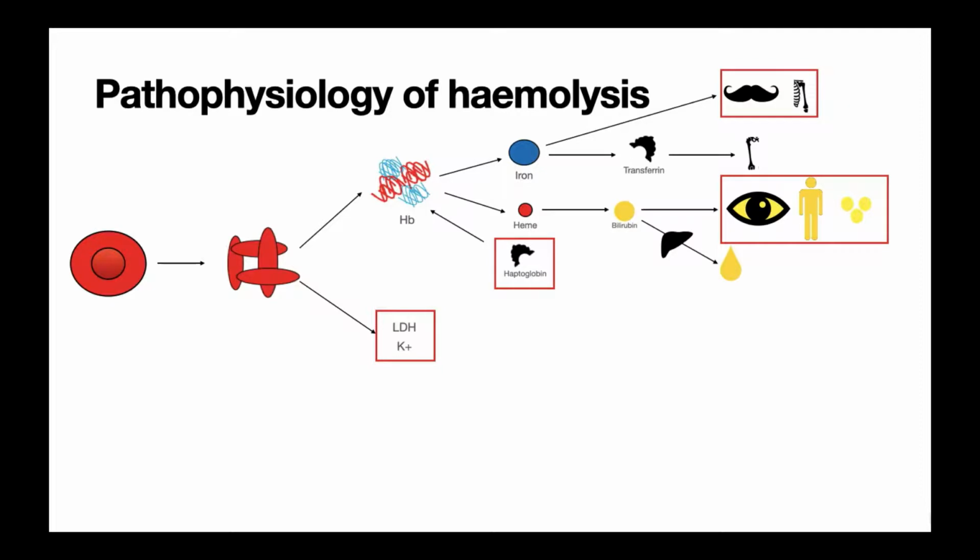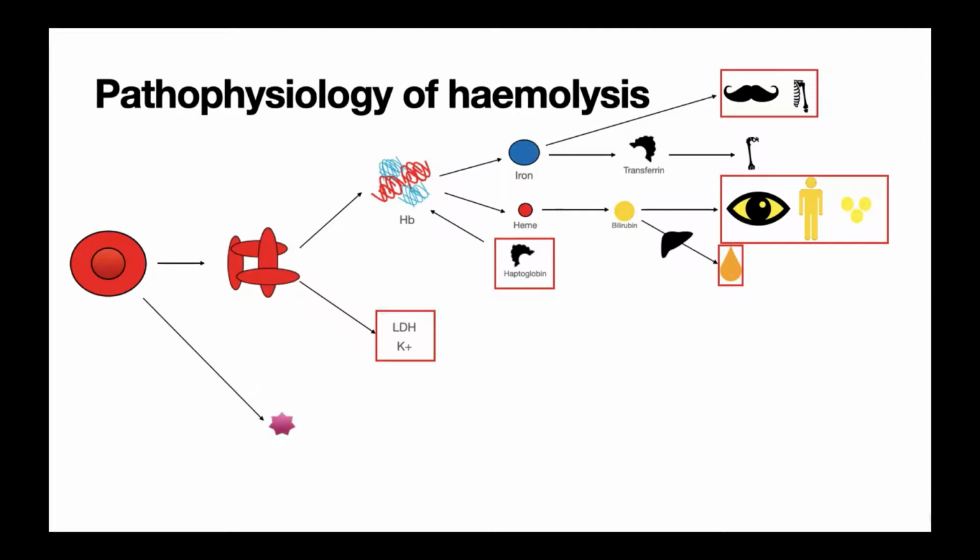Now again, because we have a lot of bilirubin, we're going to have a lot of conjugated bilirubin, and conjugated bilirubin, unlike unconjugated bilirubin, is water soluble, and therefore it will turn the urine darker. And that's our fifth point.